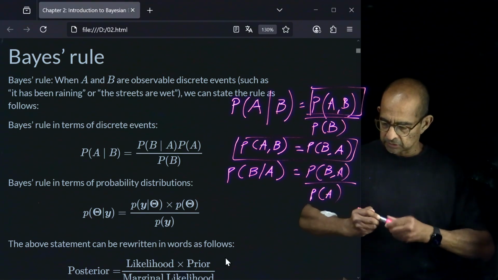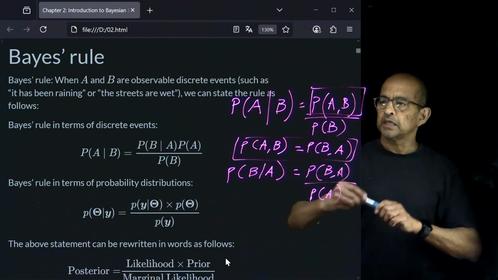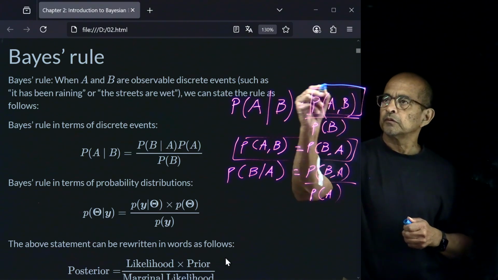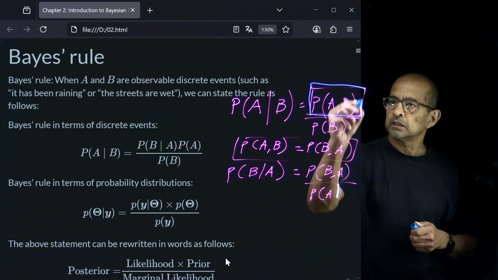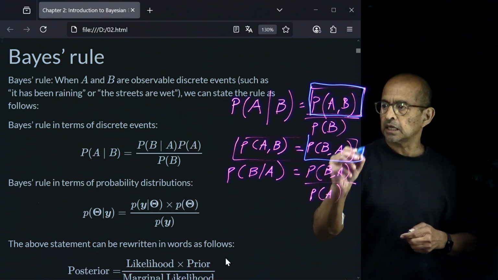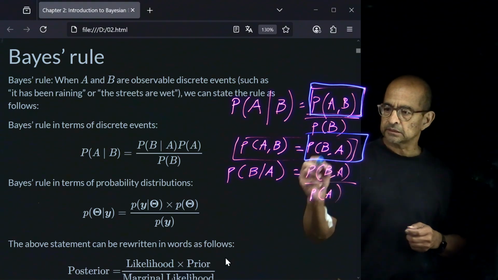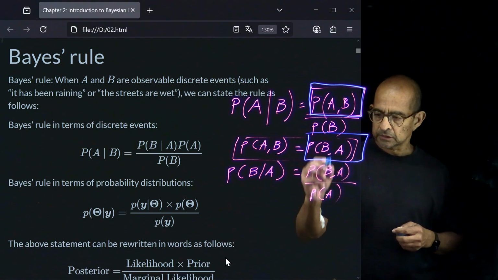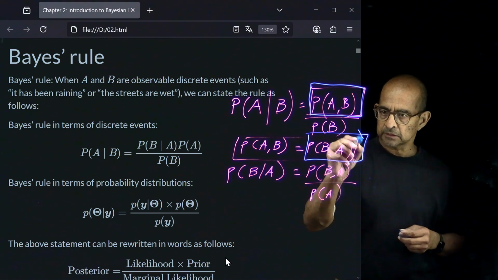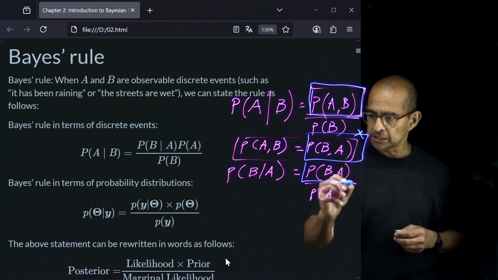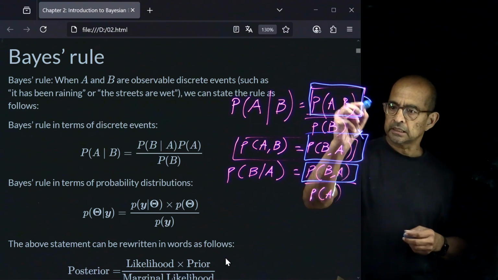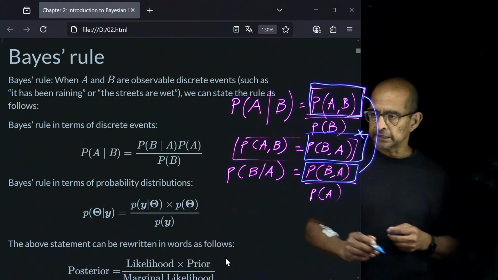So now, because of this equality, we have this term here, and we have this term here. Not this one, just ignore this. I'm talking about these two terms here. They are basically identical, right?